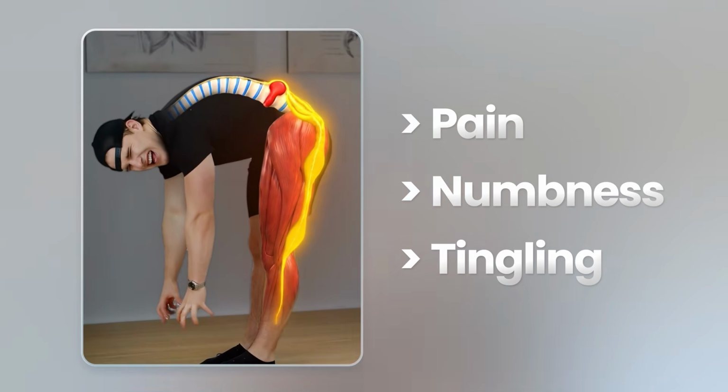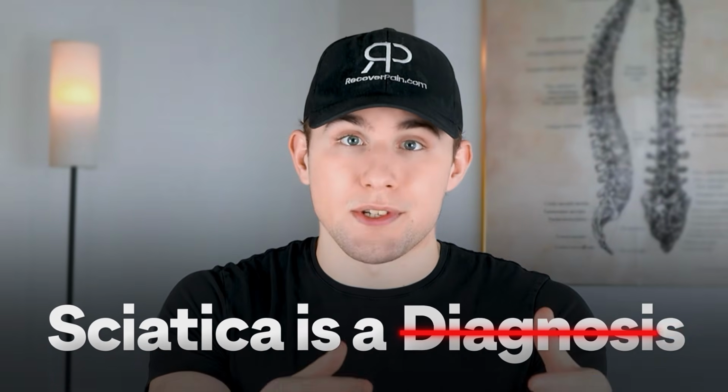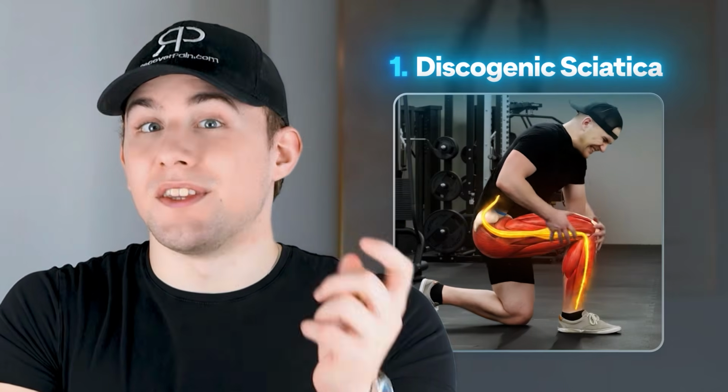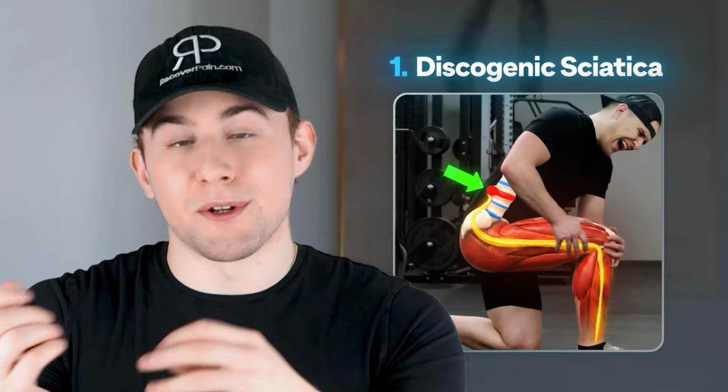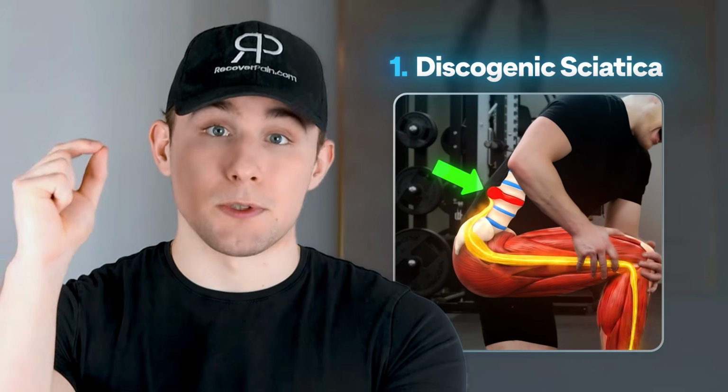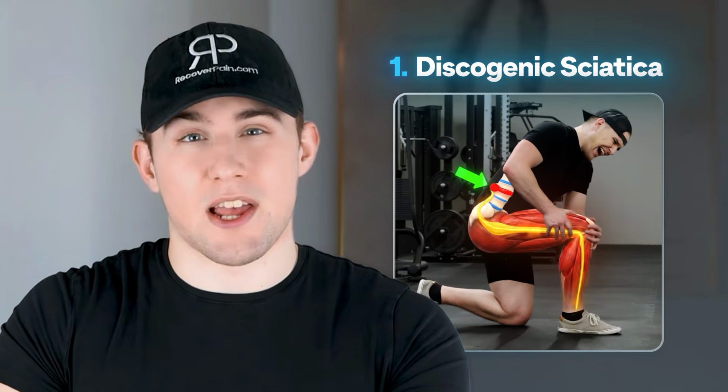or legs. The most important thing to understand is that sciatica isn't a diagnosis. It's a symptom of a deeper problem. There are three main types of sciatica. First, discogenic sciatica. It starts when a herniated or bulging disc compresses your sciatic nerve roots in the lower back, causing pain shooting down your sciatic nerve.